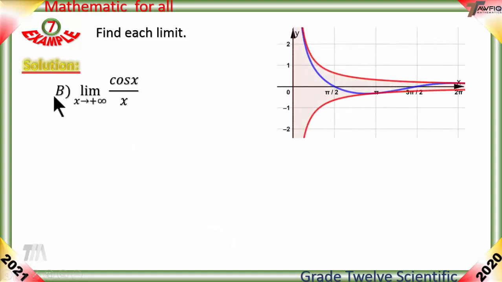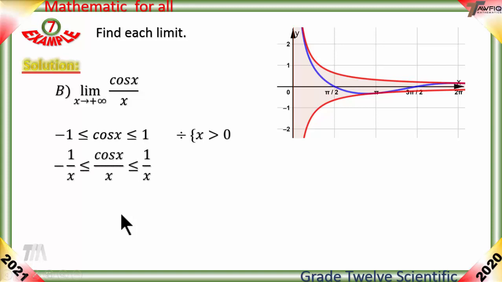And now B, the limit as x approaches positive infinity of cosine x over x. As we said before, because the limit of cosine x does not exist, here we must use the sandwich theorem. Cosine x is between -1 and 1. Divide all sides by x; x is positive, that means bigger than 0, so the inequalities stay the same.